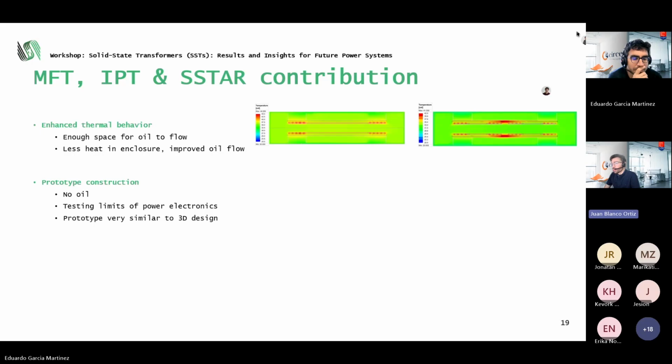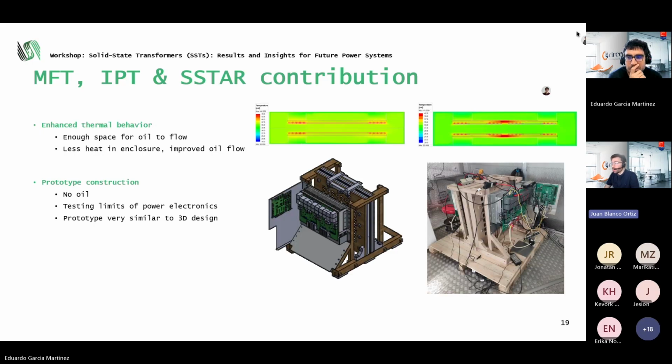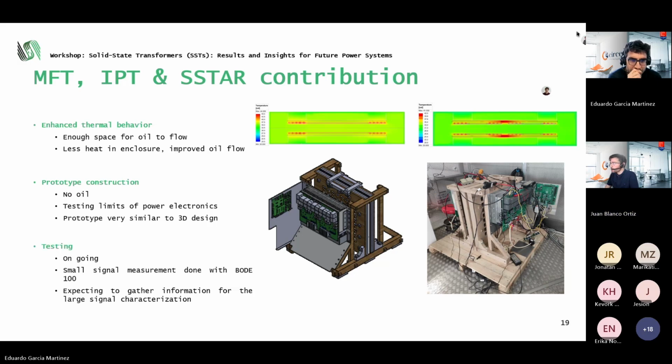Right now we are with the prototype construction. There is no oil in our prototype. The prototype that one of our partners, FASEC, is designing is with the oil. Right now we are testing the limits of the power electronics, and as you can see here on the left, it's the design we have in 3D for the prototype, and then on the right, how it's constructed at the end. You can see that it's almost the same between the design and the construction. So we have a very deterministic way from the design to the construction path.